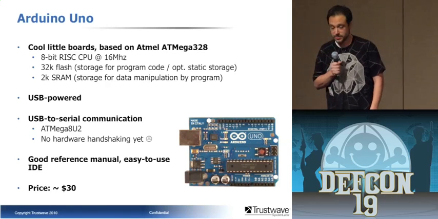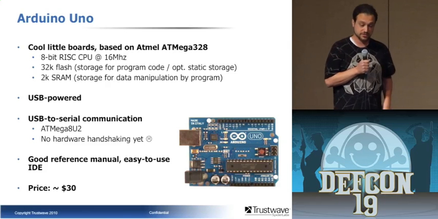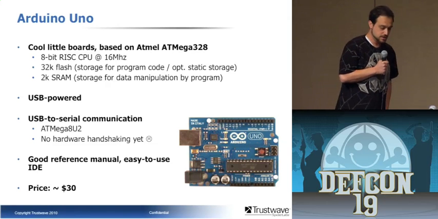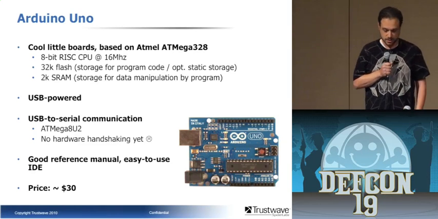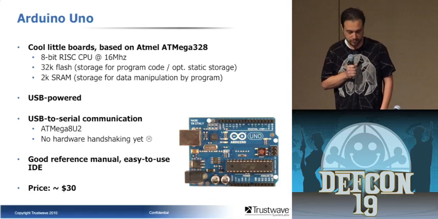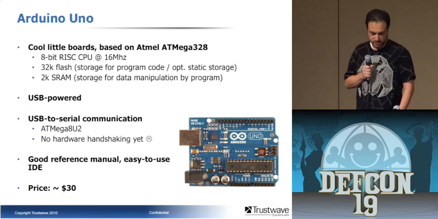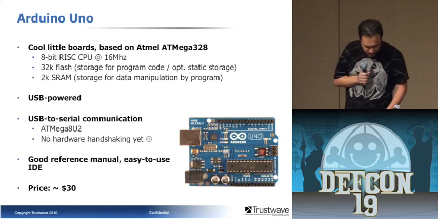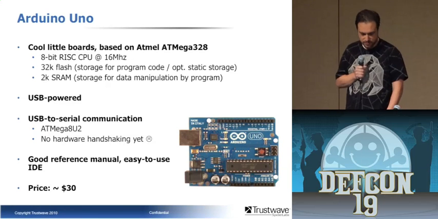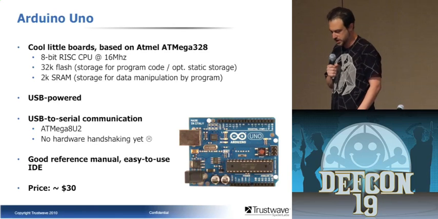But your dynamic data structures, which, of course, network data is, if anything, dynamic, you have to store that in your SRAM. It's USB powered. There's serial communication with a chip called the Atmega U2.